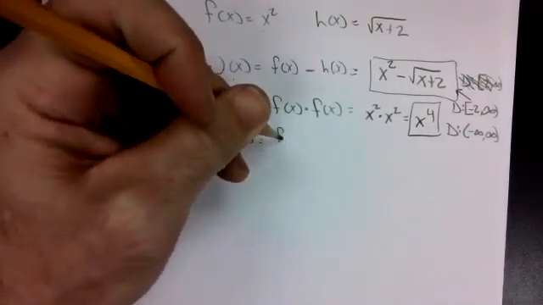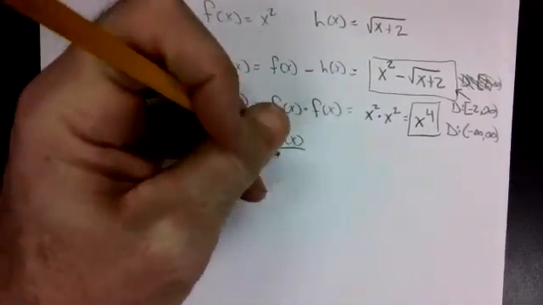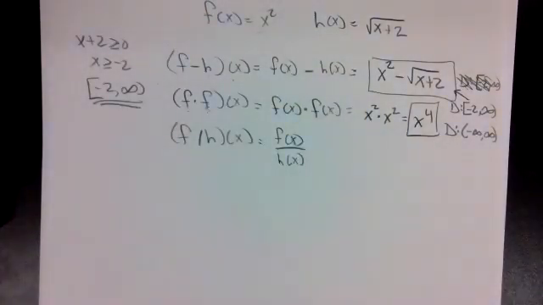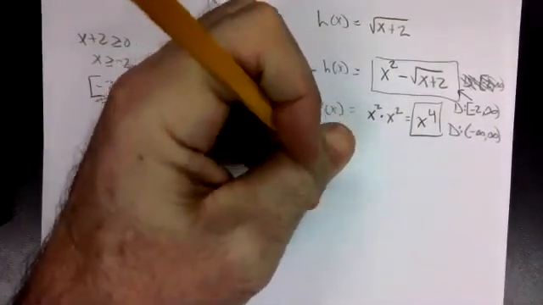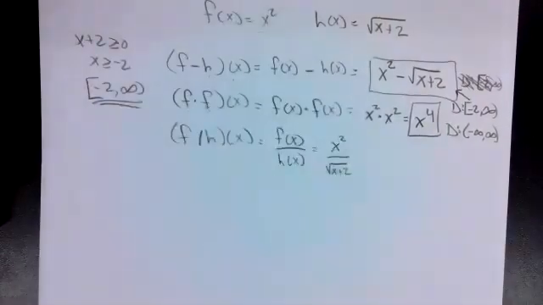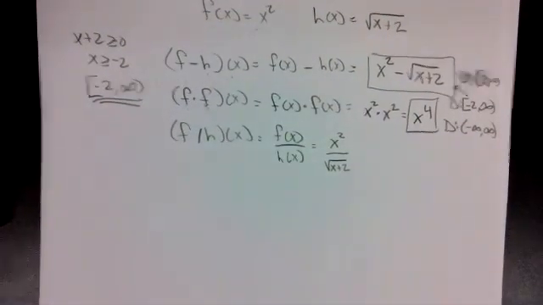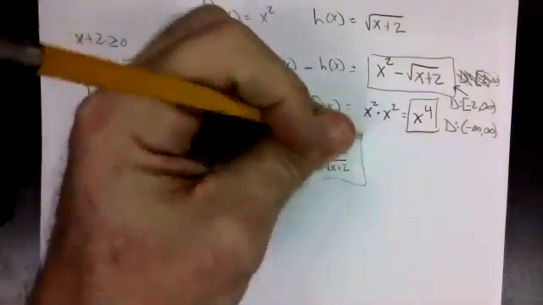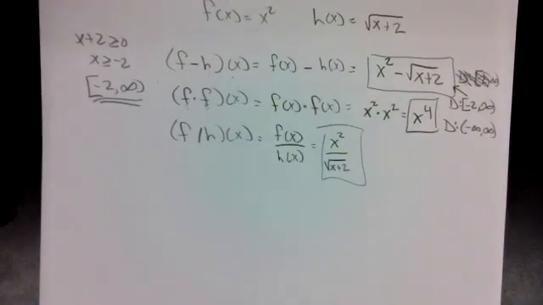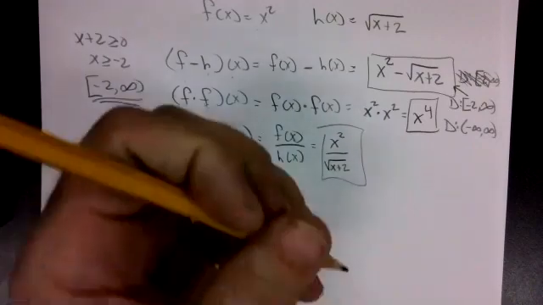And then this last example is to take f of x divided by h of x. So that's going to be x squared over the square root of x plus 2. Again, there's one little kind of tricky thing going on here with your domain.